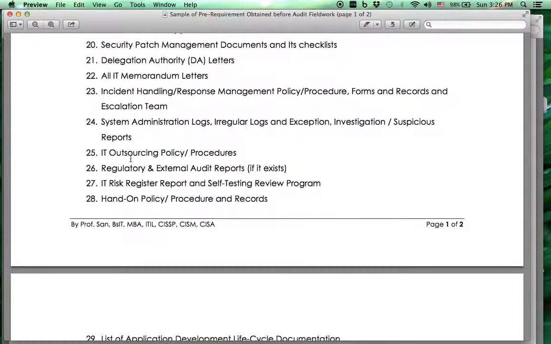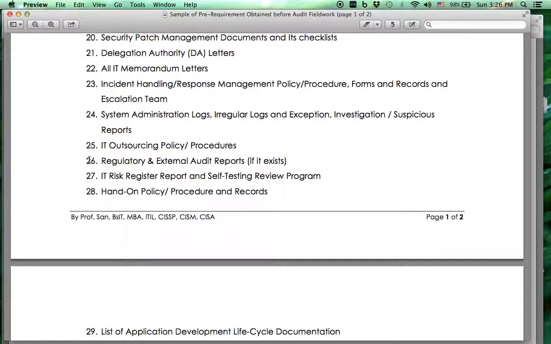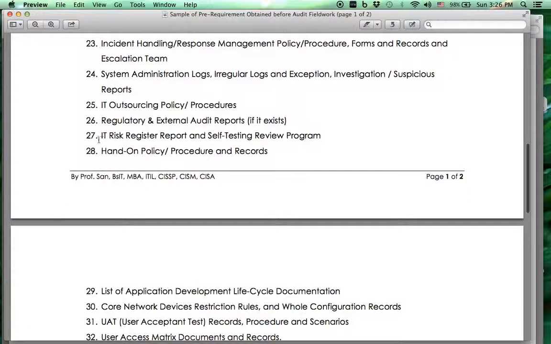Item 25, you should obtain the IT outsourcing policy and procedure because this area relates to the IT project methods. And number 26, also obtain the regulatory and external audit report if any. Number 27, you also obtain the IT risk register report and risk assessment review program, to understand what risks can be addressed from the management or from the IT department by themselves.